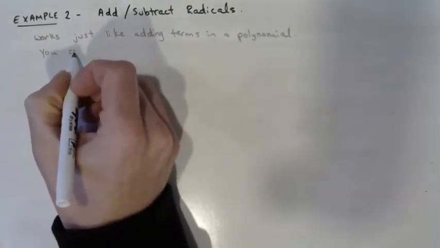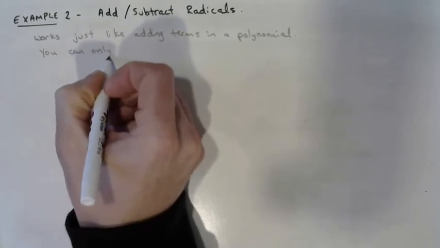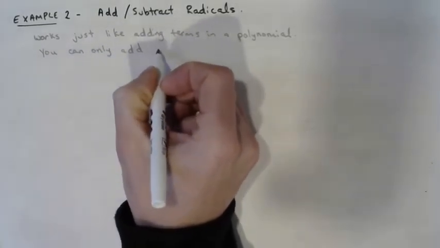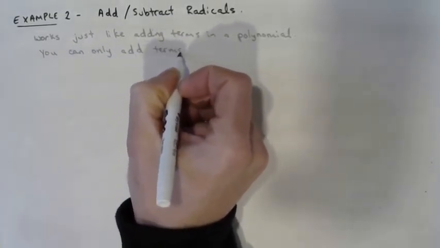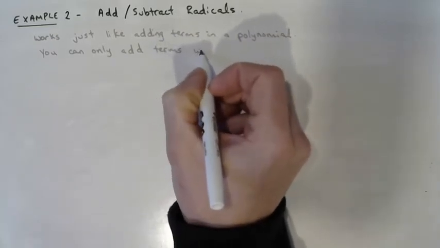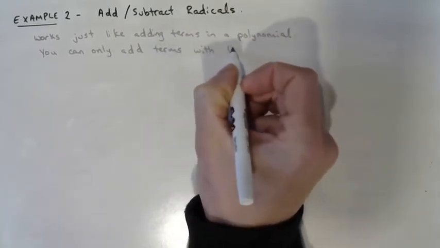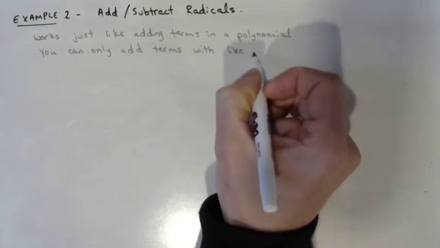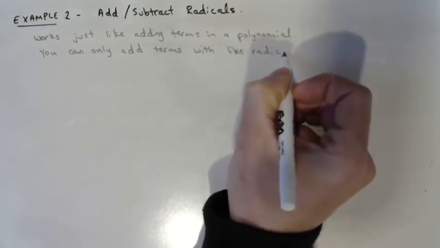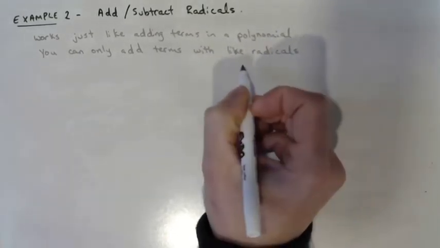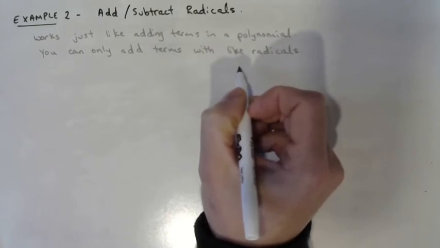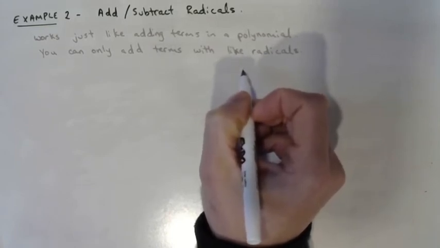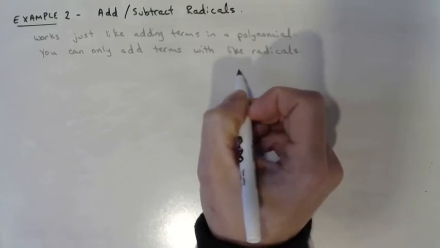You can only add terms with like radicals. That's just an interesting way of saying they've got to have the same radical, okay? You have to have a common radical in order to add. If there's no common radical, you cannot simplify any further.